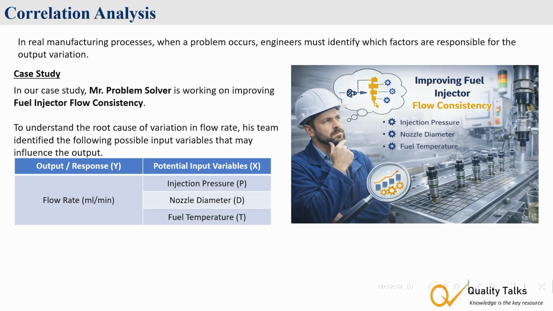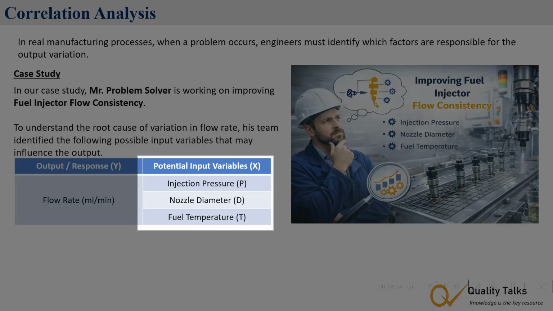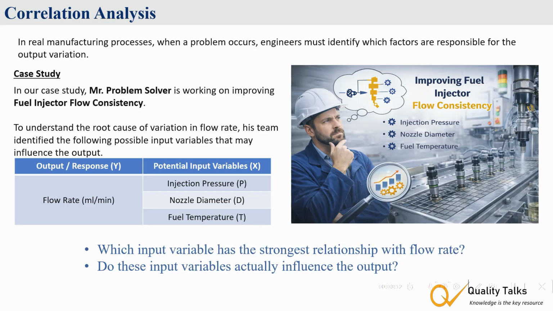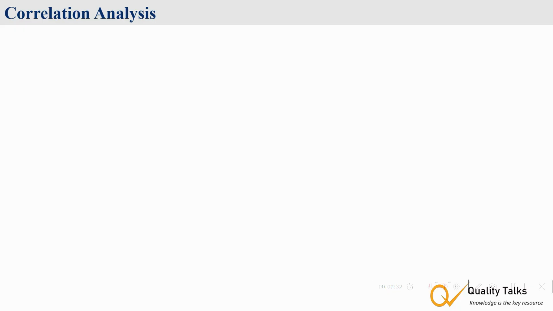After brainstorming and process analysis, the team identified three possible input variables that may influence the flow rate. One is injection pressure, second is nozzle diameter, and third is fuel temperature. Now the important question is, which input variable has the strongest relationship with flow rate? And another question, do these input variables actually influence the output at all? Now the answer lies here in correlation analysis.